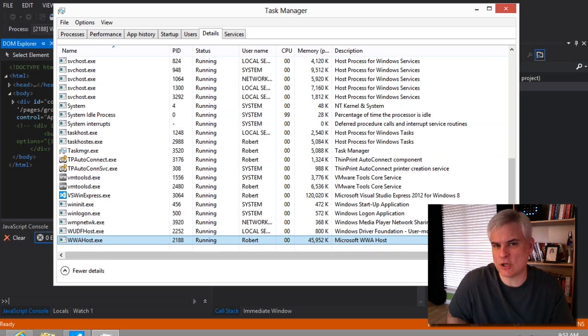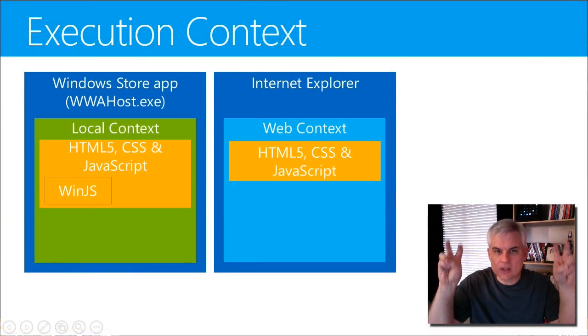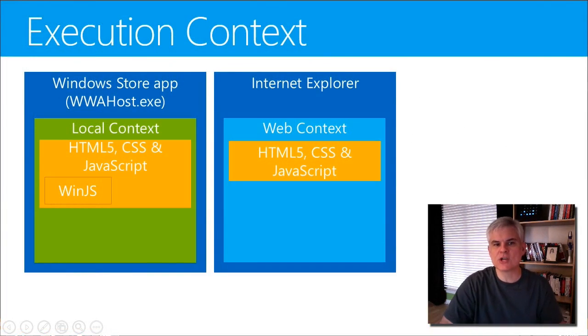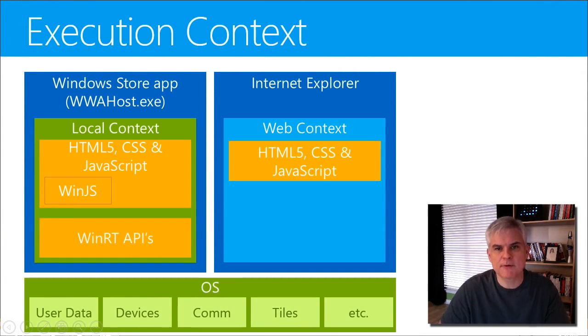Now, there's not a lot that you can really do with it, but this process basically has the same HTML rendering engine and the same JavaScript engine as Internet Explorer 10.0, but it runs in a local context, which means that your JavaScript has greater access to the resources of the system. It does this by providing you access to something called the Windows Runtime Library, which gives you access to the Windows runtime, what ultimately is running your app.